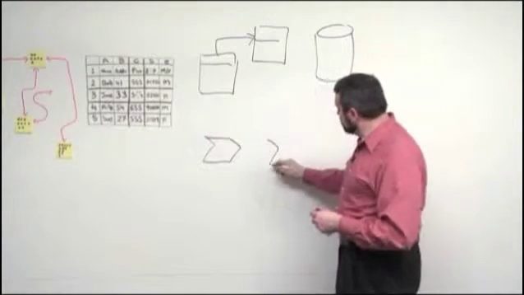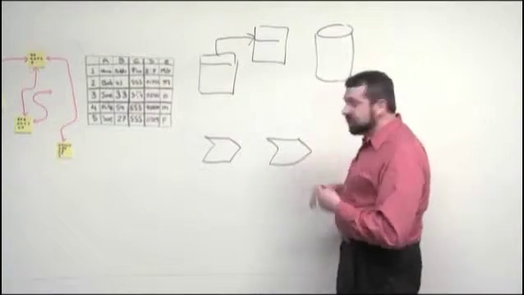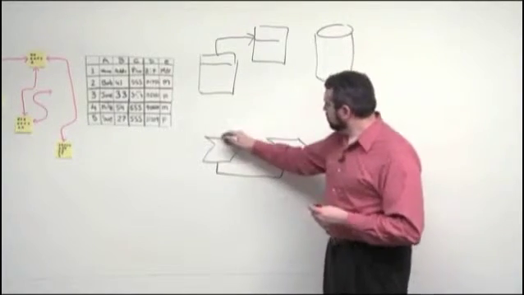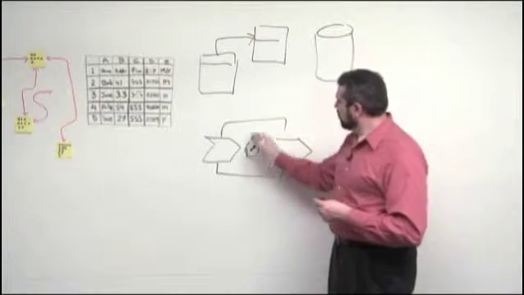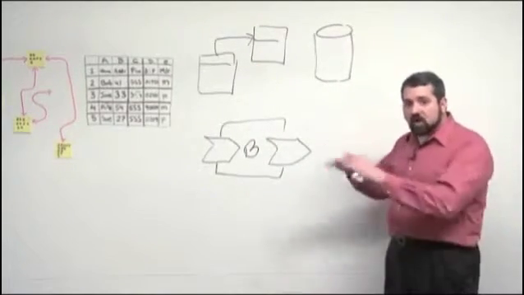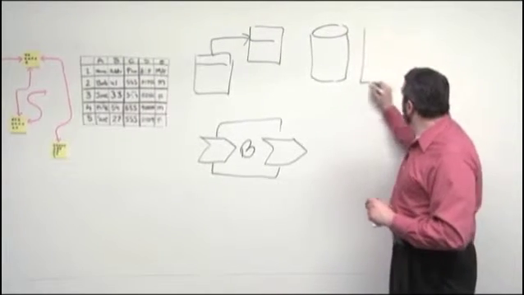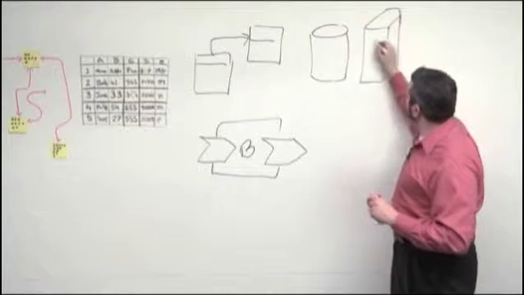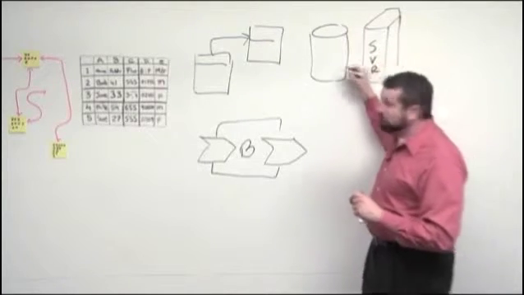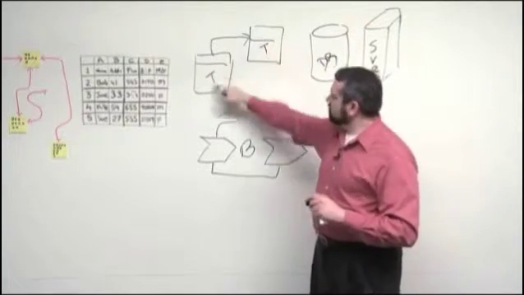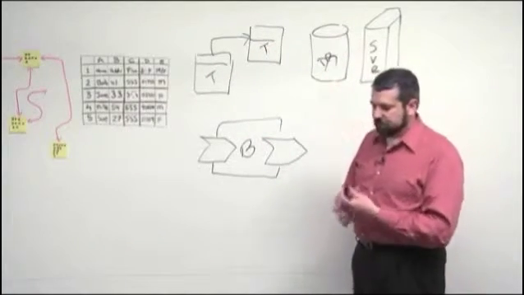A business service defines one of the agreements we may have between our customers or our suppliers. And we may also want to define some hardware that all of these things are going to run on. So I'm going to have a server box here. So I have a server, database, some tables, a business service.